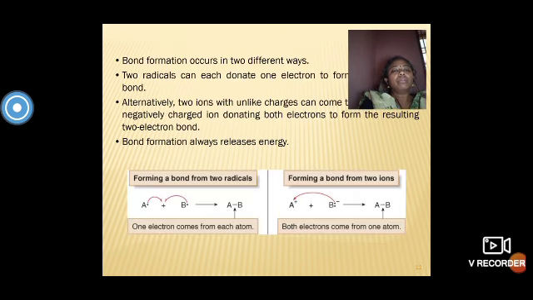Bond forming occurs with two radicals or two ions. It is the reverse reaction of the previous one. A dot and B dot combine to give the AB compound. A plus and B minus can combine to give the AB bond again. But free radicals will produce a covalent bond and ions will produce an ionic bond.